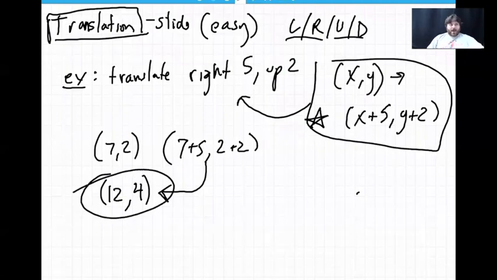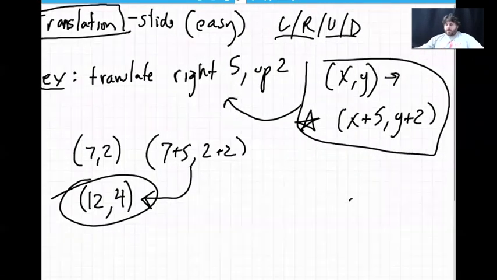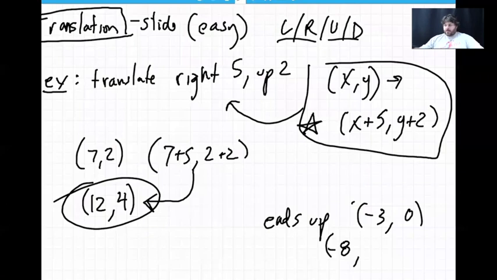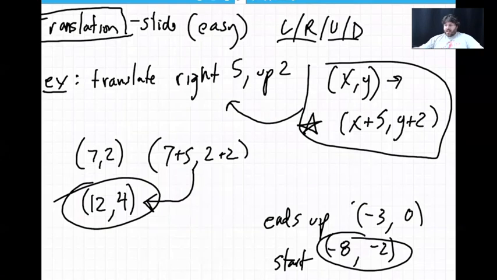Now I suppose they could ask you the backwards and say, some point was translated by this transformation. Where did it start? So let's say it ends up at (-3, 0). Where did it start? Well, what point would be to the left 5 and down 2? Because that's how you would need to be ended up at that location by going right 5 up 2. So you would actually take away 5 at -8, and you would take away 2 to be at -2. This point is your starting point that ends up here. So you kind of have to think backwards on that, almost like do the opposite of what it says. If you know where you end, you can backtrack to where you started.